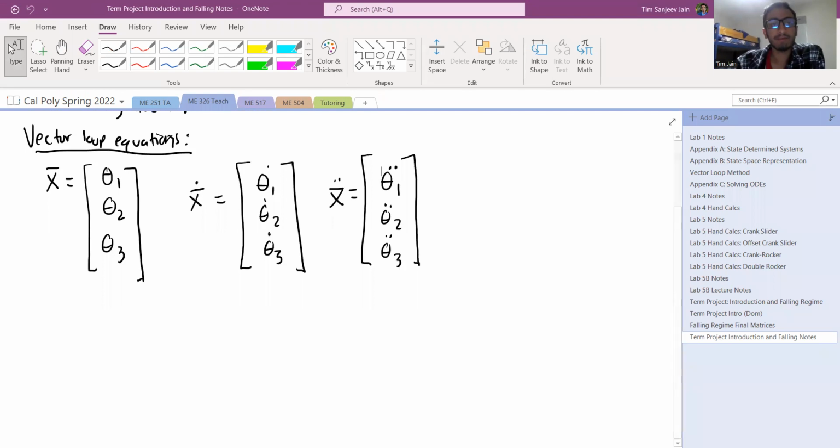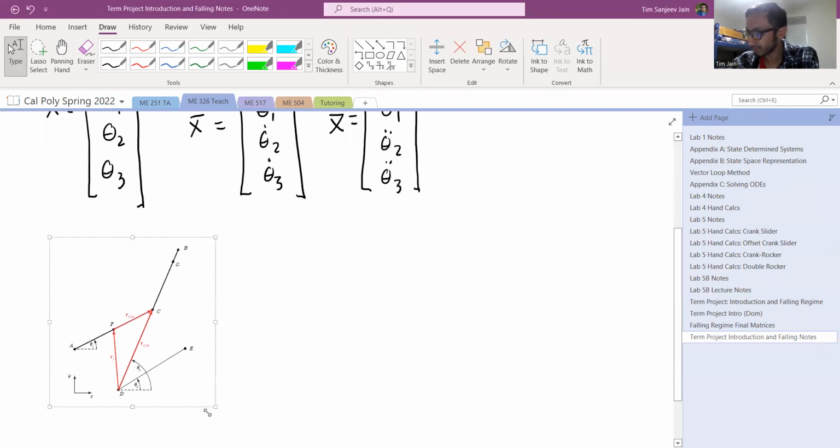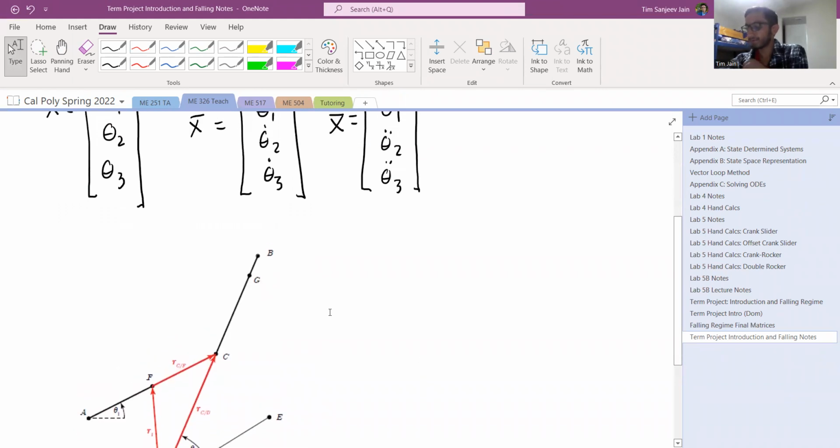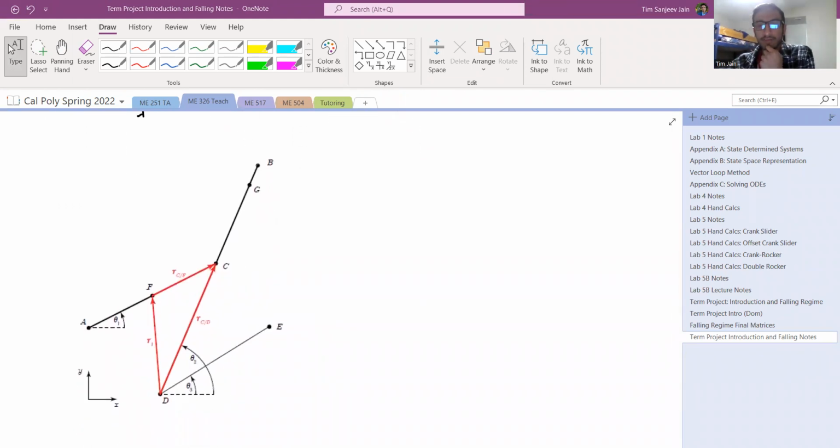Now the first thing we want to do is look at our vector loops. We have three vector loops. Give me just a second to snip this and bring it over. So this is going to be your first vector loop, and based on this, we want to form equations for the kinematics.